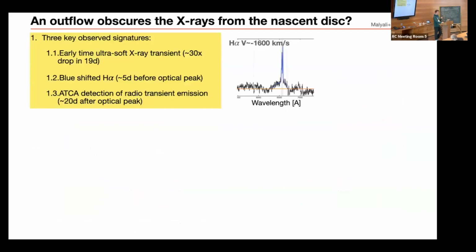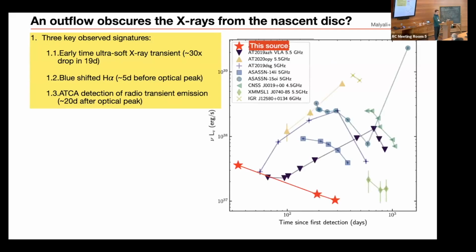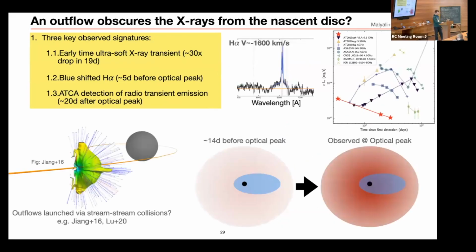And then on top of this, there's basically 3 key observed signatures. So there's the early time ultrasoft X-ray transient. You've got, in the optical spectrum, blue shifted H alpha. So the centroid's shifted by about 1600 kilometers per second. And then on top of this, we also have ATCA detection of radio transient emission about 20 days after optical peak. So it's just this set of red stars here. And effectively what we have in the system is a set of signatures which point to an outflow being launched at relatively early stages in the system.